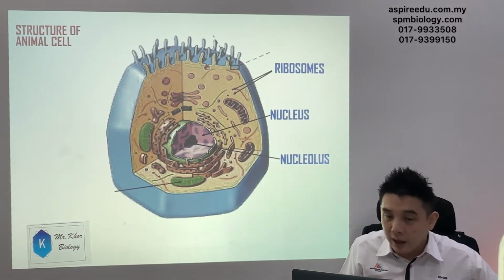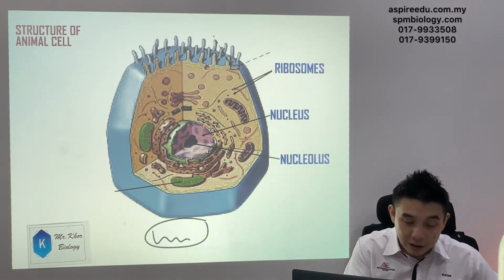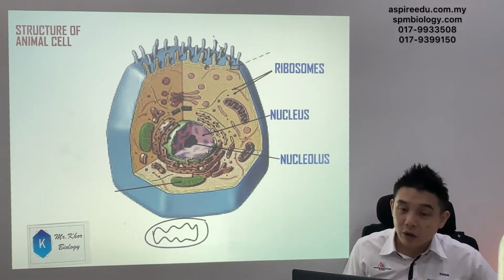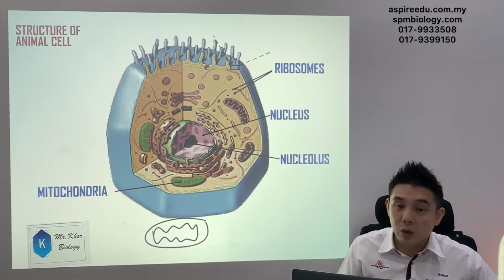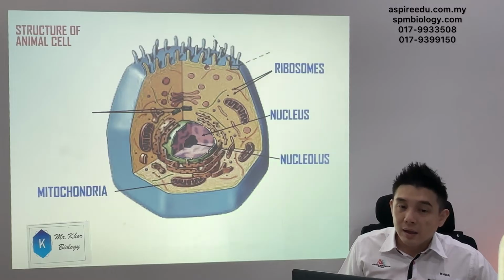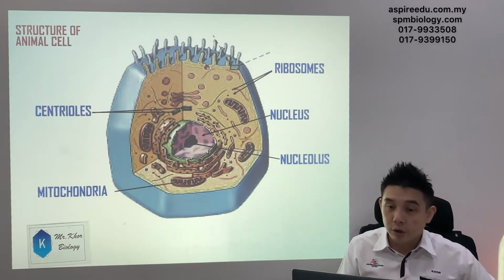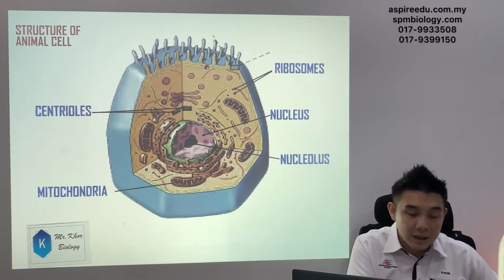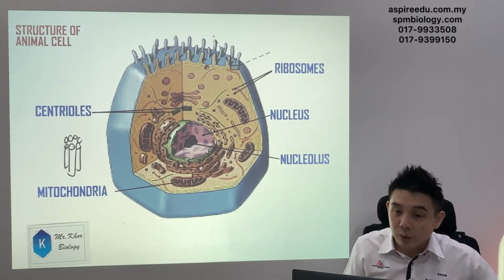Okay, next. I call this hot dog. If I were to draw it, this is how the hot dog looks like. This is known as mitochondria. Next, let me tell you first, we call these centrioles. They look like many cylinders joined together.